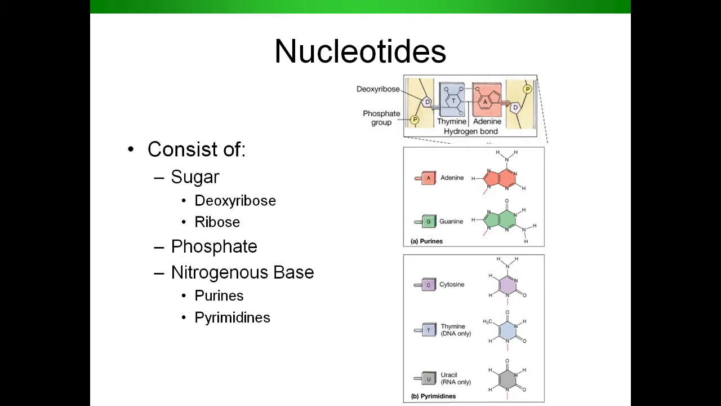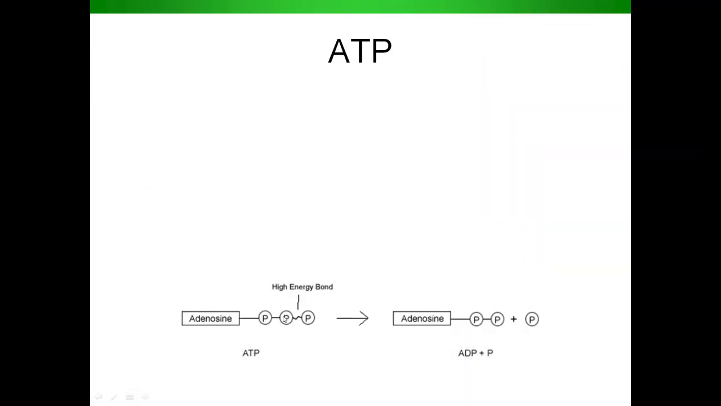But this is the third component of a nucleotide. Again, sugar, deoxyribose, could be ribose in RNA. We've got a phosphate group, and then we've got the nitrogenous bases, purines or pyrimidines. Here we've got ATP at the bottom of this slide, and ATP, like I've mentioned in earlier classes, is the energy currency in the body. Right? If you want to do something in the body, you use ATP.